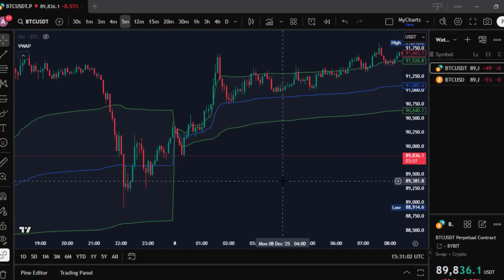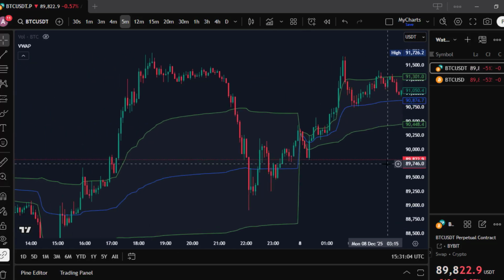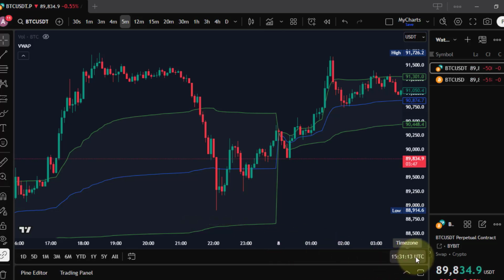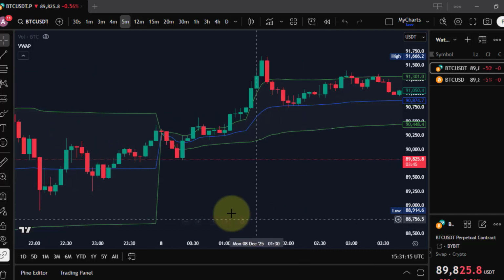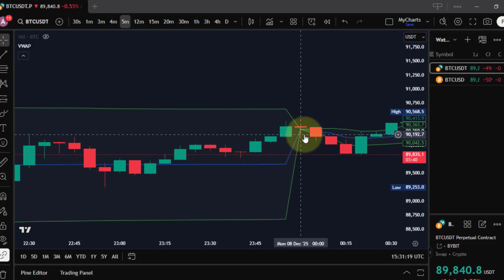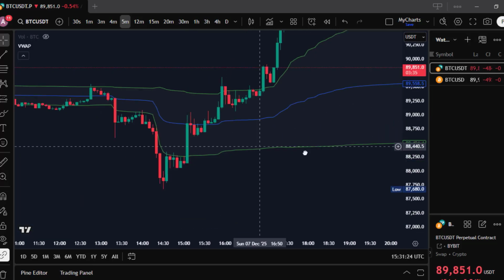VWAP isn't continuous. If we want a continuous VWAP, there are indicators for that too. But the standard VWAP we are using applies only to the 24-hour period of each day. It resets at midnight UTC-0 every day. Here you can see VWAP starting at UTC-0.